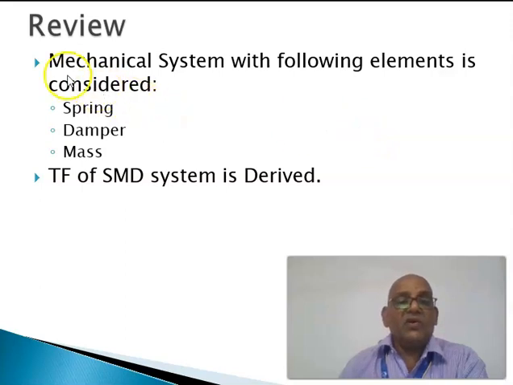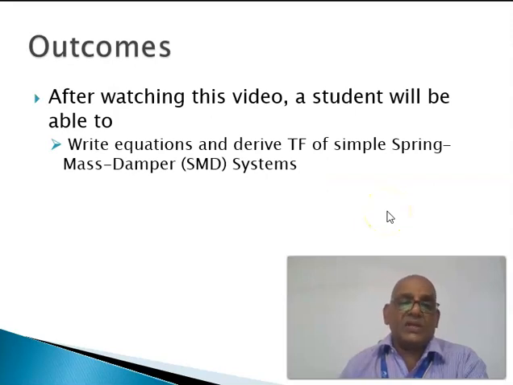In the previous video, we have considered mechanical systems with spring, mass and damper and saw how to derive the transfer function of such systems. We have written individual equations for spring, damper and mass from the first principles, and then we saw how to combine them into a single equation and then derive the transfer function. We'll continue the discussion and consider one example in this video.